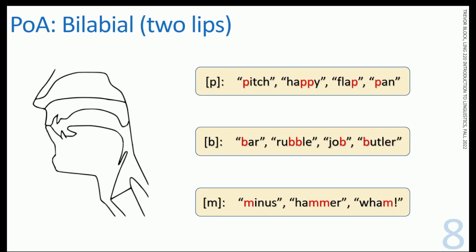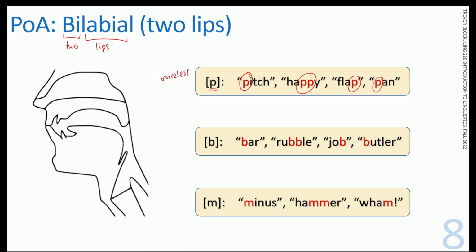So we're going to start with the bilabial sounds. Now, bilabial directly translates to two lips. So bi means two, and labia means lips. So bilabial sounds are sounds that are made with both of your lips. We see the voiceless sound p. So this is the symbol for p. If you see that, it's always going to be p. We see it in words like pitch, happy, flap, and pan. So typically it's written with a P, not always, but most of the time.